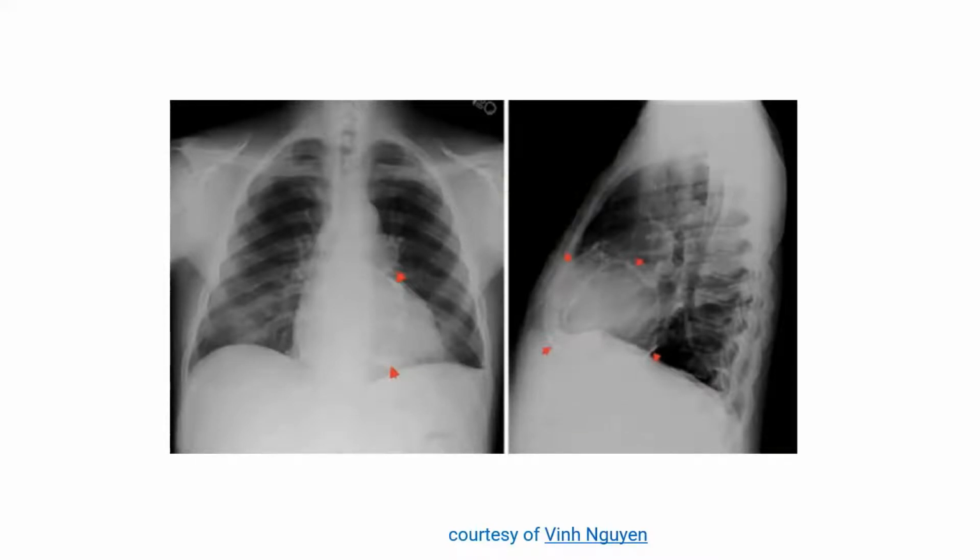But I'm asking you again, the next step after you see this chest X-ray. You have seen the chest X-ray, but you haven't seen the patient yet. So what's the next step?